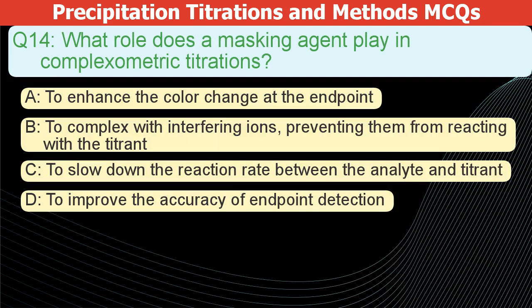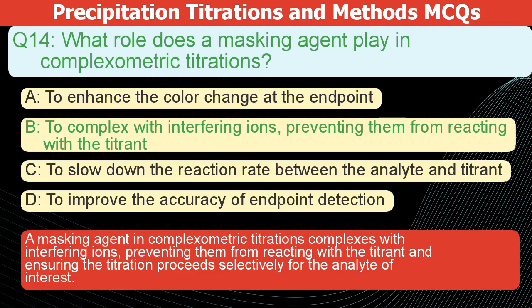What role does a masking agent play in complexometric titrations? A. To enhance the color change at the endpoint. B. To complex with interfering ions, preventing them from reacting with the titrant. C. To slow down the reaction rate between the analyte and titrant. D. To improve the accuracy of endpoint detection.